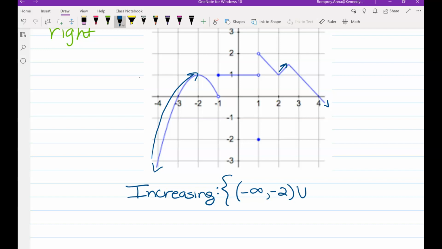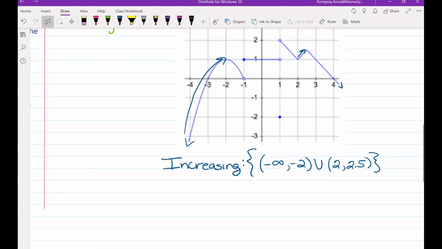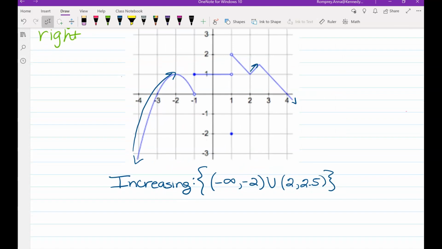So where do we start increasing again? Again, looking at this x-axis, we start at 2 and we stop about 2.5. So again, those are both included in a different piece of our graph, so they're going to stay open. So from 2 to 2.5, we're also increasing. All right, so what's next? It didn't have decreasing? Well, let's go ahead and do that anyway. So why don't you go ahead and pause the video and try and see if you can come up with the decreasing intervals.